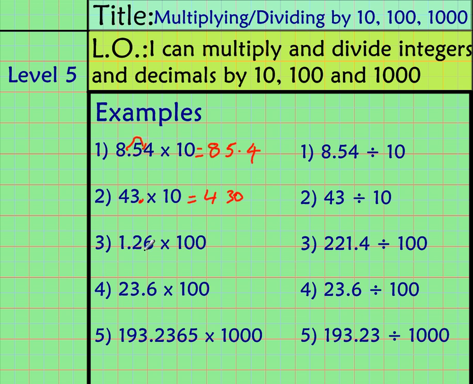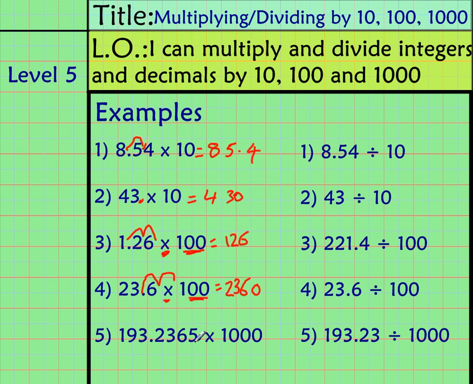Here we go. 1.26 times by 100. I'm going to move it to the right because it's a multiplying. I'm going to move it two spaces. So it's going to go 1, 2. So it's going to be 126. Okay. Two spaces to the right. Here again, multiply, so it goes to the right. Two spaces, so we're going to go over here once, and then over again. And what's that thing here? It's going to be a 0 here. So it's going to be 2, 3, 6, 0. If there's nothing there when you're moving it, you imagine there's a 0, okay?